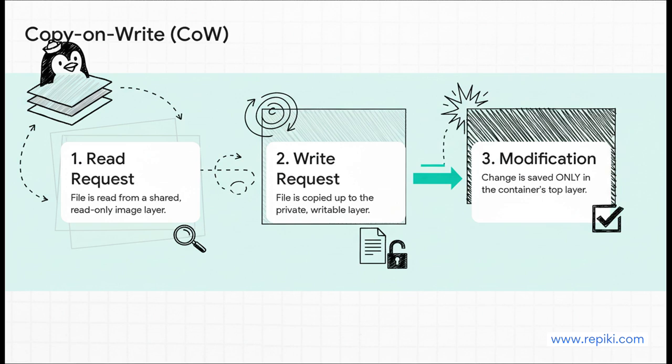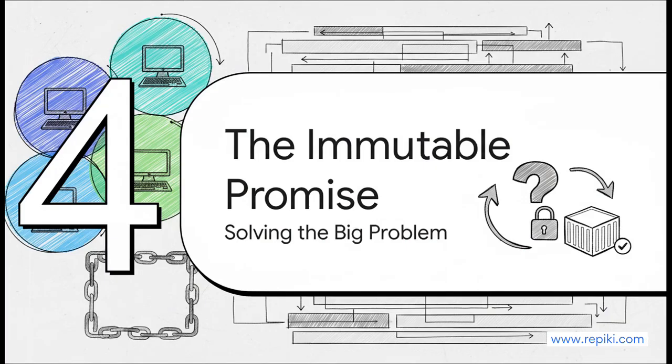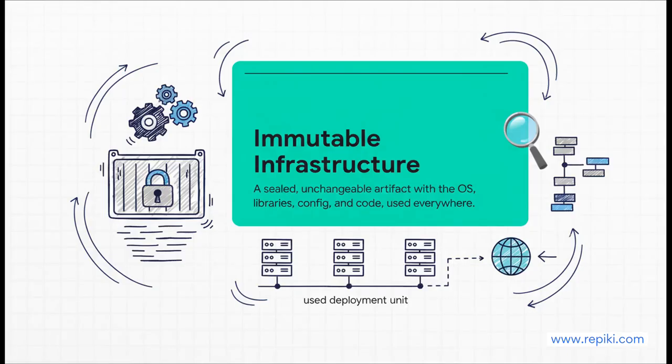This is why starting a container is almost instantaneous, and it's how you can have hundreds of containers all sharing the same base image without wasting a ton of disk space. It's just so efficient. And so, all of this amazing tech, the namespaces, the C groups, this brilliant layered file system, it all comes together to finally solve that maddening "works on my machine" problem we started with. The answer is a powerful idea called immutable infrastructure. A Docker image? It's not just your code. It's a sealed, unchangeable package.